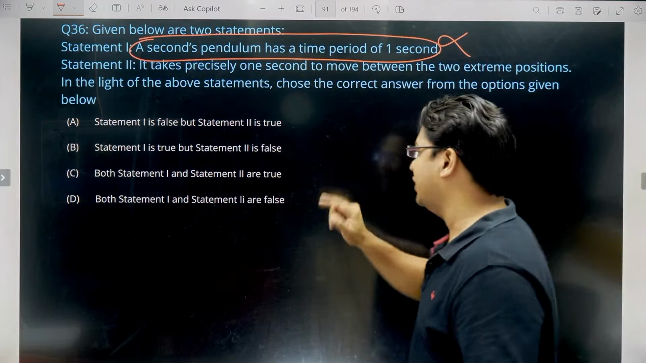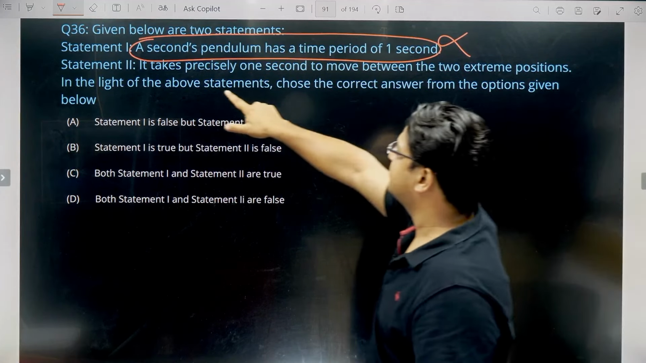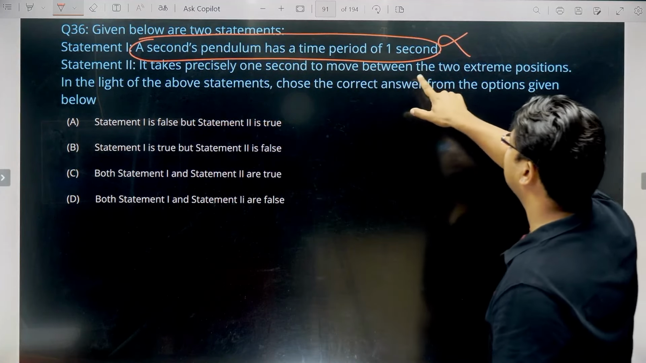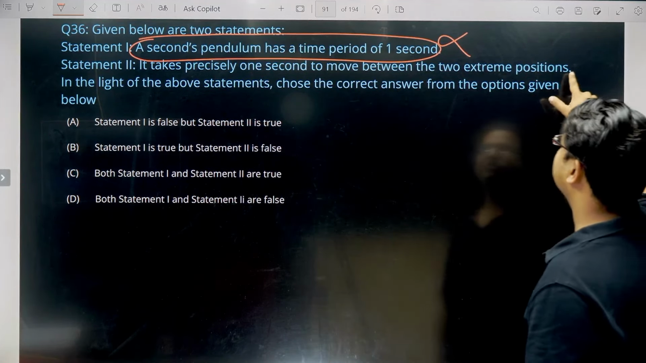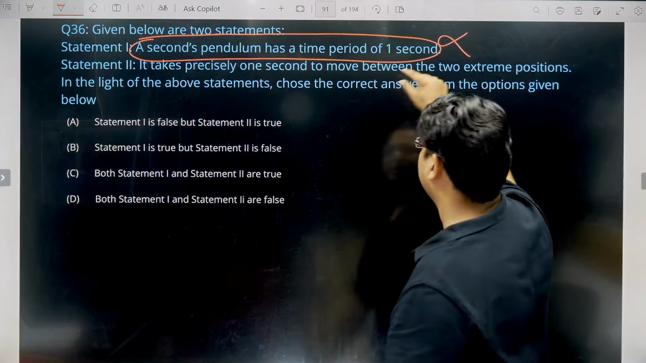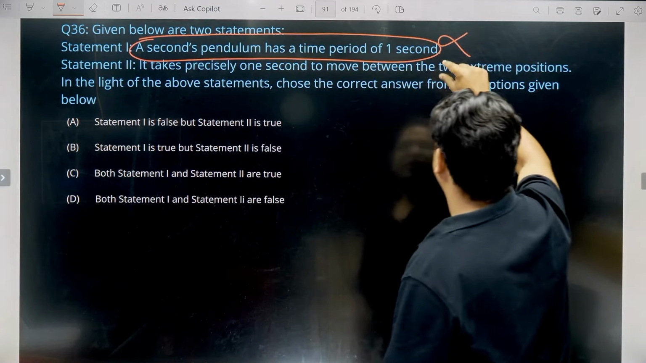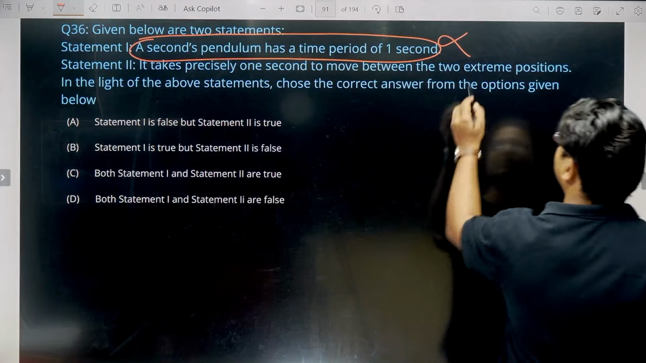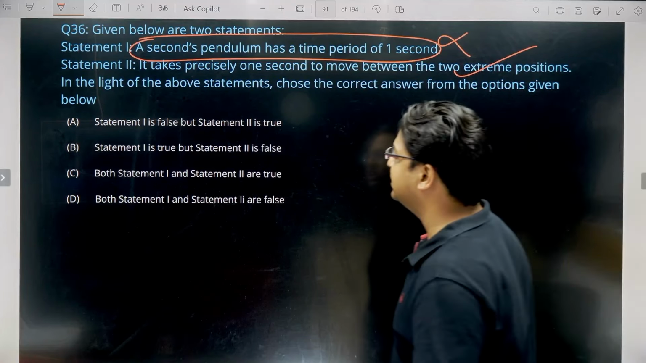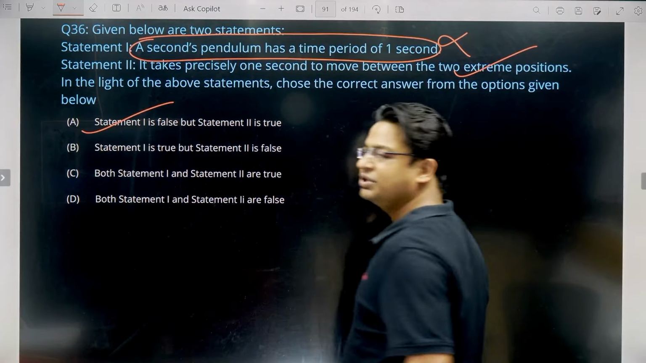In your test you would have gotten a statement which says it takes precisely 1 second to move between two extreme positions of a second pendulum. So in the test it would be mentioned there that we are talking about a second pendulum, and that will make this statement right. So statement 1 is false, but statement 2 is true. So option A would be the right one.